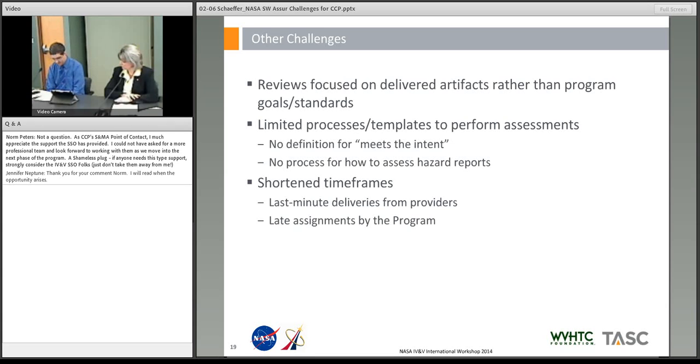The second one I've got there is the limited processes and templates. We did have to generate our own internally. As Kathy mentioned, there wasn't much guidance on how to assess intent for NASA standards, although I think the templates that we set up and processes internally worked out well for us. And the last one, of course, we were dealing with short time frames. We often did not get the required 30 days notice before our comments were due. So that was a challenge, but you deal with that as any other. Prioritize and do what you can.